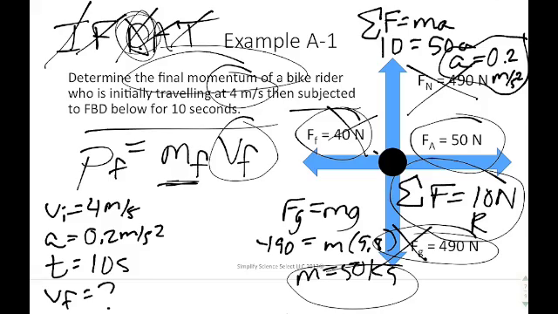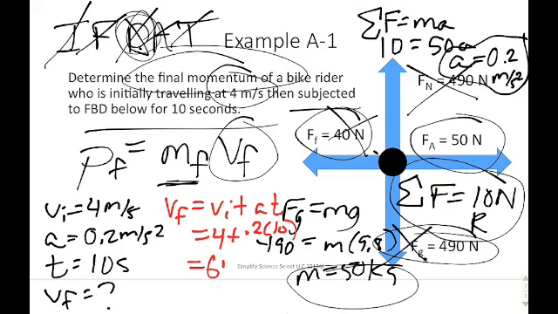Well, that means the equation that I would choose is final velocity equals initial velocity plus acceleration times time. In our particular case, the initial velocity is 4 plus the acceleration, 0.2, times 10. Looks like I'm running out of room here. So you multiply 0.2 times 10 and you get 2, then add it to 4, and you get a final velocity of 6 meters per second.